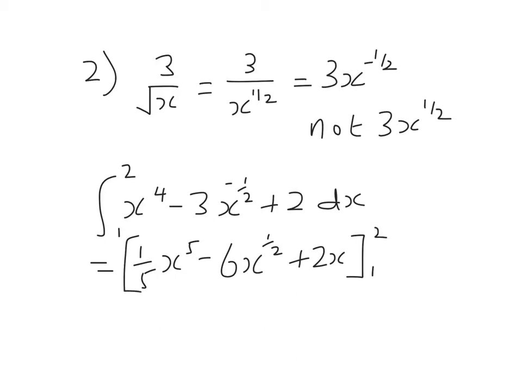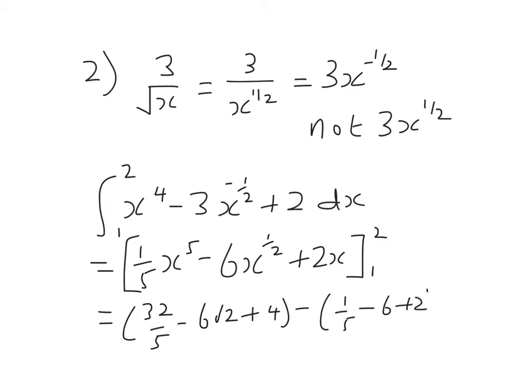Now one of the mistakes they've made is they've done this in the wrong order. What we should do is put in 2 first, so that's 32 over 5 minus 6 root 2 plus 4, and then put in 1 second, so that's 1/5 minus 6 plus 2, and that works out to be 5.71. So the second mistake was doing it in the wrong order. I've got to put 2 in first, 1 in second. And then obviously their mistake here got carried through here, which is why these terms ended up wrong. But the correct answer is 5.71.